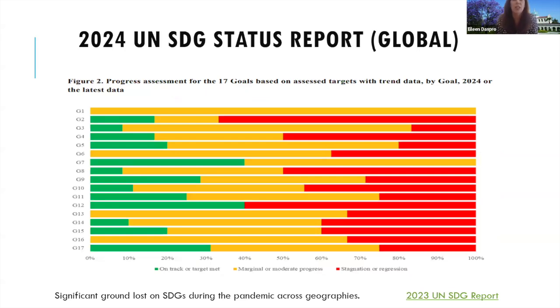Okay, so here's our progress to date. This is just showing you visually the progress that's been made so far. Some of the SDGs we're making a lot of progress on, others we're making not much progress on at all.